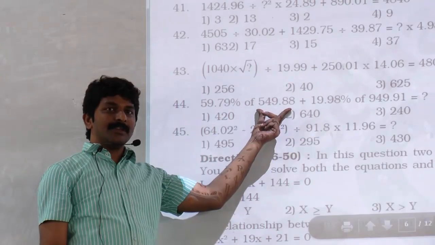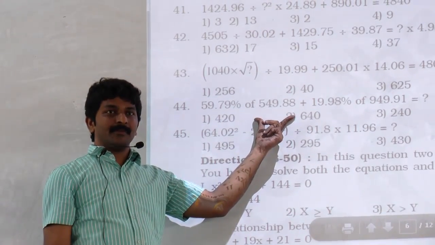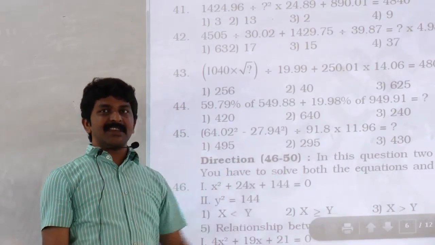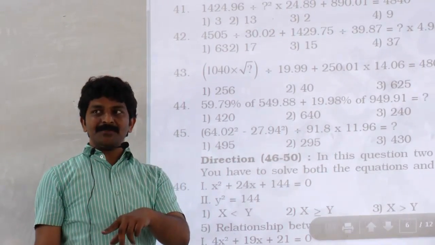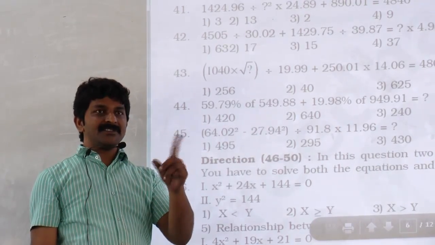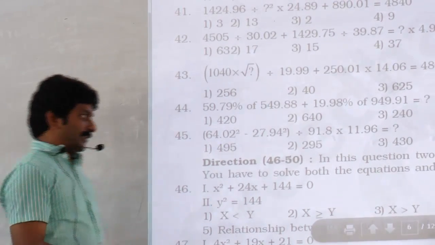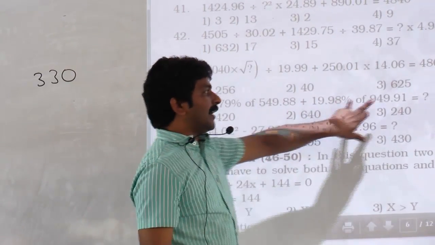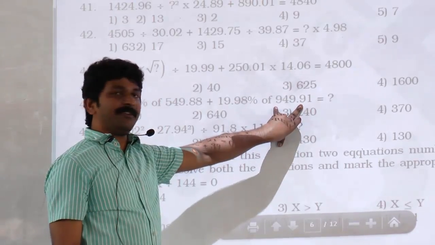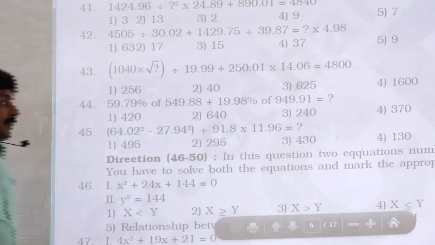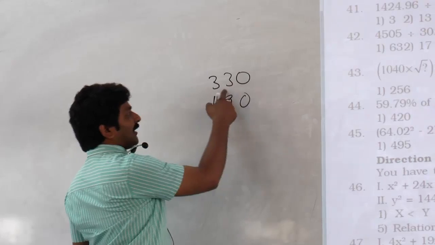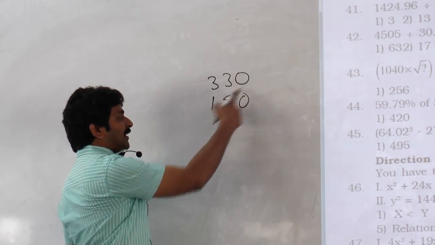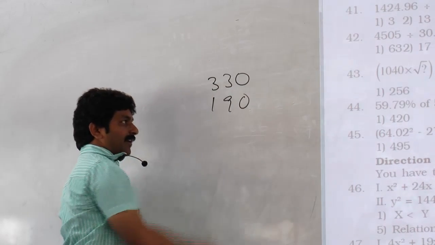60% of 600% in the sense 6 times, right? 55 6 times, 50 6 times, 300, 5 6 times, 30, total 330. And 20% of 950: 10% of 950 is 95, 20% is 190. Take 10 from this number, add here, it is 320 and it is 200, total 520.